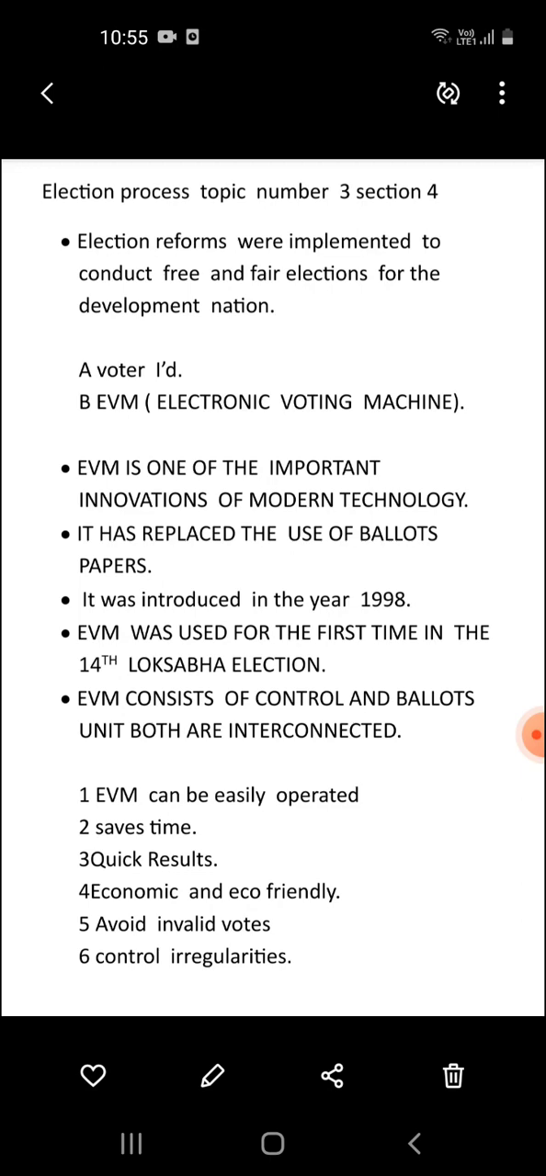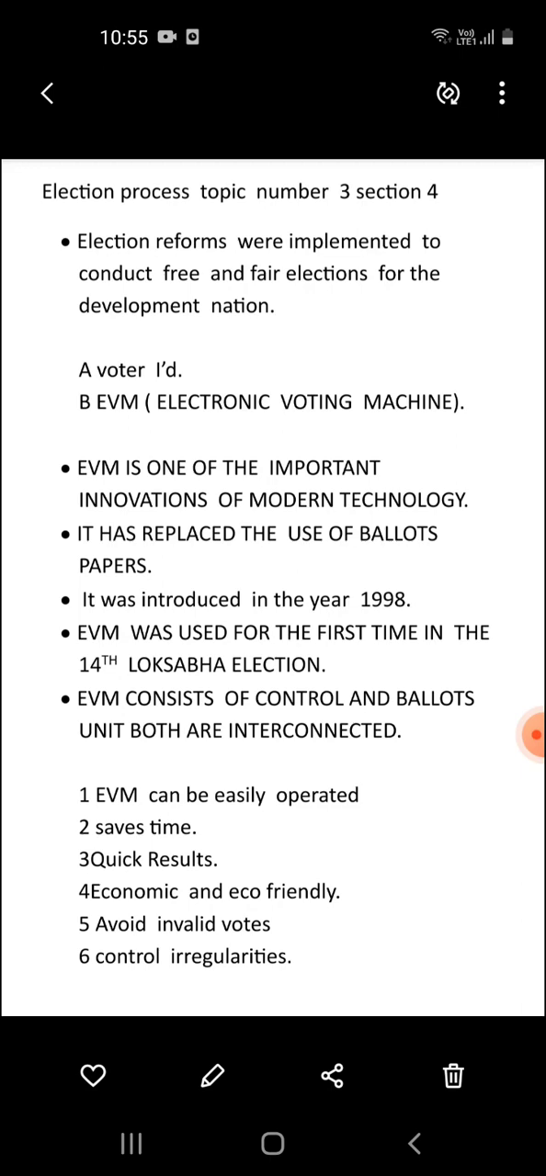Next, question number two. Differentiate between direct and indirect election. In this question, you have to write the meaning of the election and the two different methods of election. Then you have to explain the meaning of direct election and its features. Then you have to write the second point, indirect election. You have to explain what indirect election is and its features.